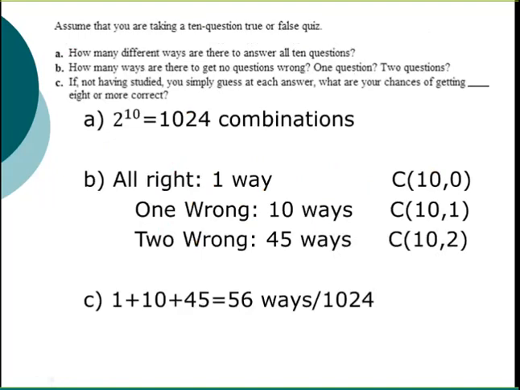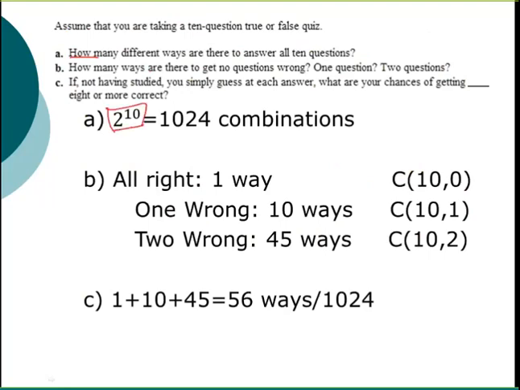So here we go. Assume we're taking a 10-question quiz. These are supposed to come up in order. Apparently, I messed up my PowerPoint, but here we go. Assume that you're looking at a 10-question true or false quiz. And then the first question it asks us is how many different ways are there to answer all 10 questions?